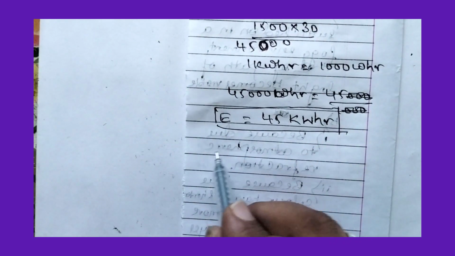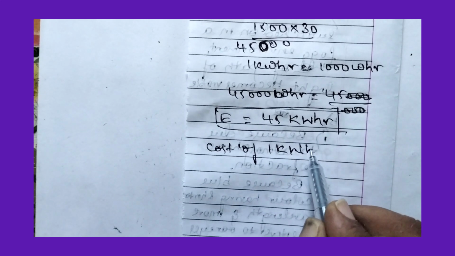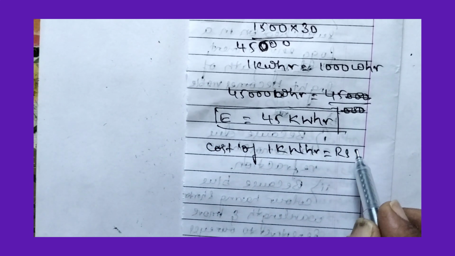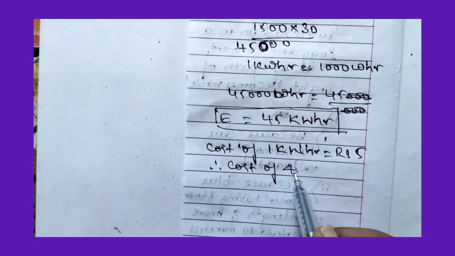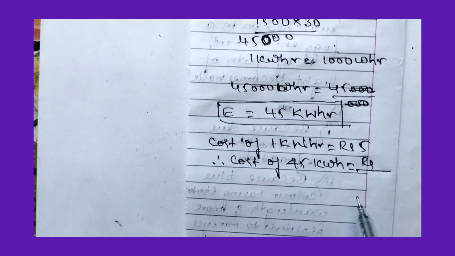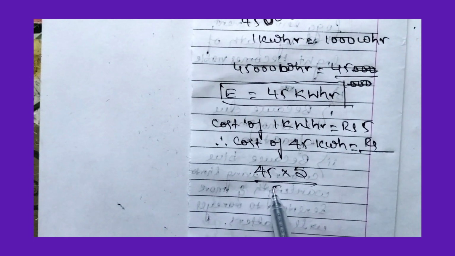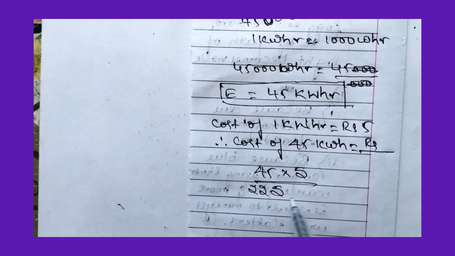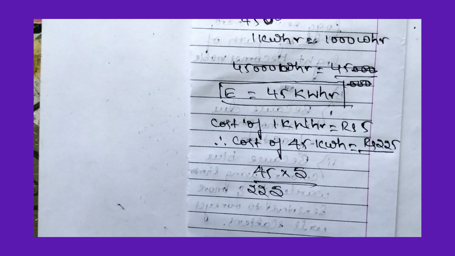So now we know that the cost of 1 kilowatt hour is given as rupees 5. Therefore, the cost of 45 kilowatt hour is equal to dash rupees. So what we have to do? 45 should be multiplied by 5. 5 5s are 25. 5 4s are 20, 20 plus 2 is 22. So therefore the cost of 45 kilowatt hour is equal to rupees 225. Like this we have to solve this question.